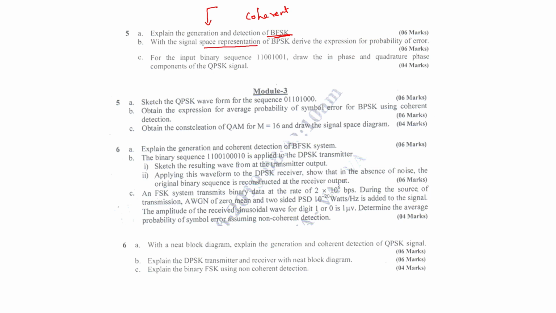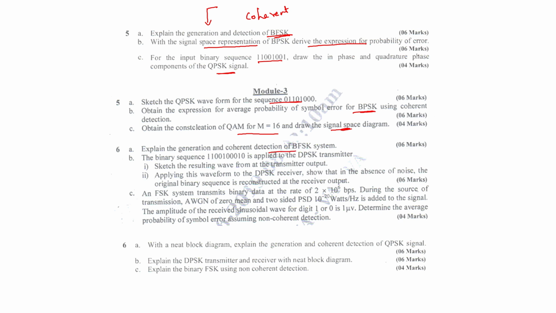You have to write the signal space diagram for BPSK and derive the probability of error. Given some binary sequence, you have to write the QPSK signal. You have to sketch the QPSK signal again for the binary sequence shown. And for BPSK, you have to obtain the probability of symbol error. And short notes on the constellation diagram for QAM and to write its signal space diagram.